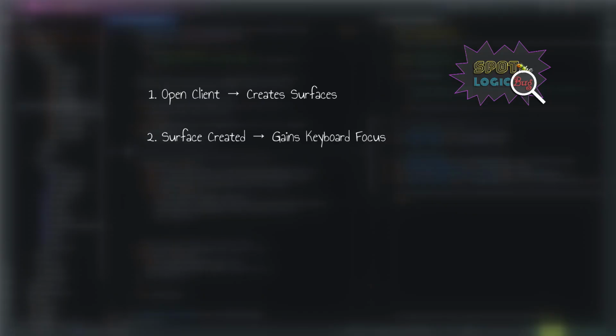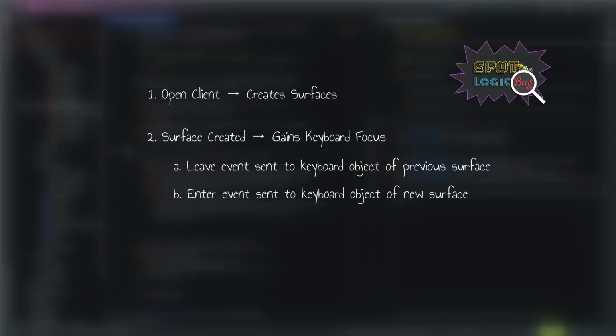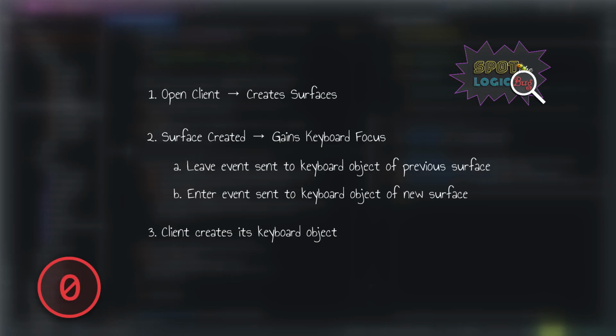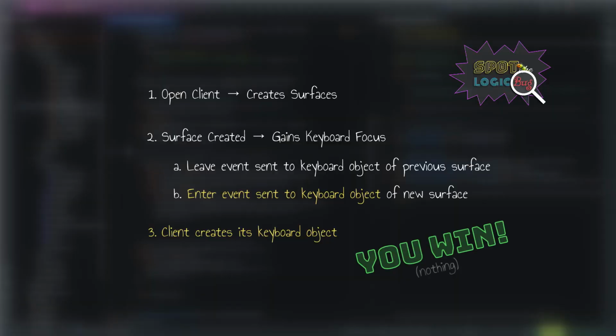When I open a new client, it submits the requests needed to create its surface. When the surface is created in the compositor, the surface gains the keyboard's focus. This results in a leave event getting sent to the keyboard object associated with the previously focused surface, and an enter event getting sent to the keyboard object for the new surface. Then the new client creates its keyboard object. So, where's the issue? If you said the keyboard object doesn't exist when the enter event is sent, you win!